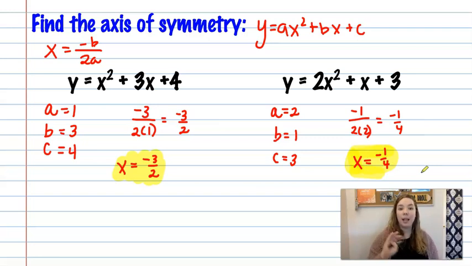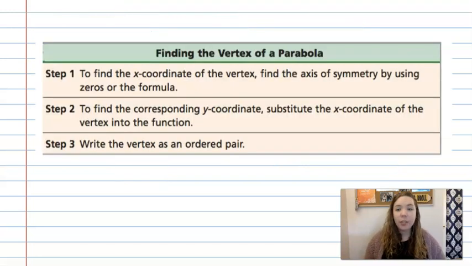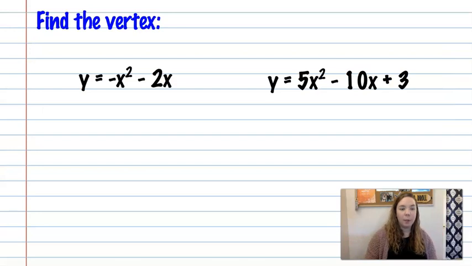So now we're going to take this axis of symmetry part one step further so we can find the vertex of our parabola. So here are the steps. First, you want to find the x-coordinate of the vertex by finding the axis of symmetry. So we already know how to do that part. That's what our last few examples were over. Then for step 2, we're going to find the y-coordinate by plugging that x-coordinate back into our trinomial. And then the last step is just to write it as an ordered pair. So we'll go ahead and do a couple of examples. This is our last slide for today.